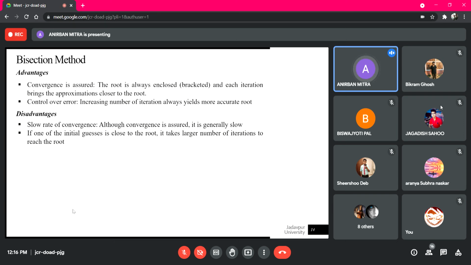The second disadvantage is that if one of the initial guesses is close to the root, it takes a large number of iterations to reach that. There is no way to detect whether the root is in fact very close to one of the edges of the interval. So that is a problem.